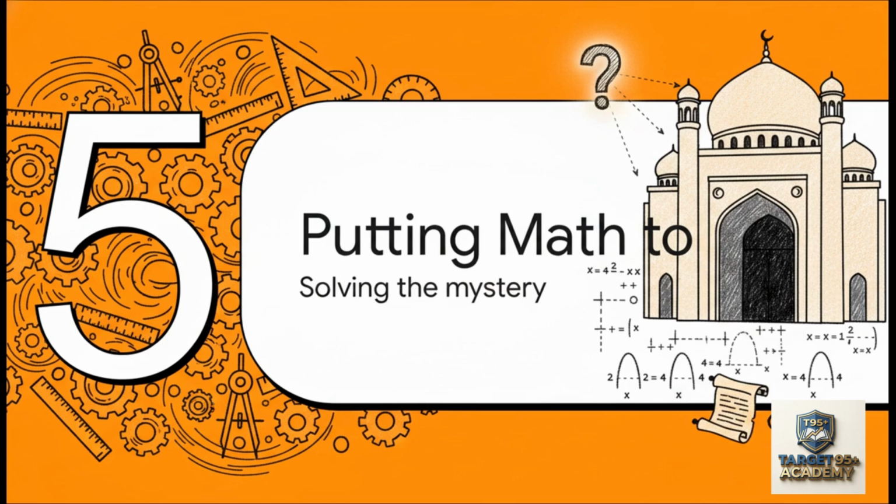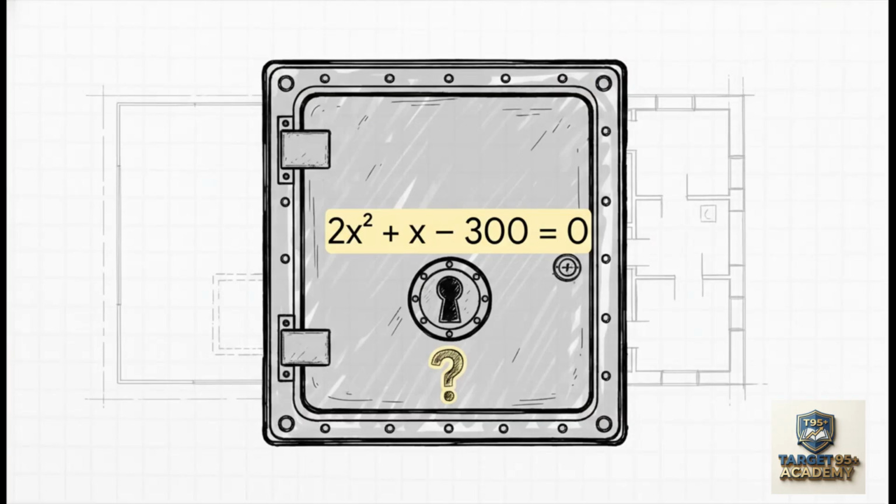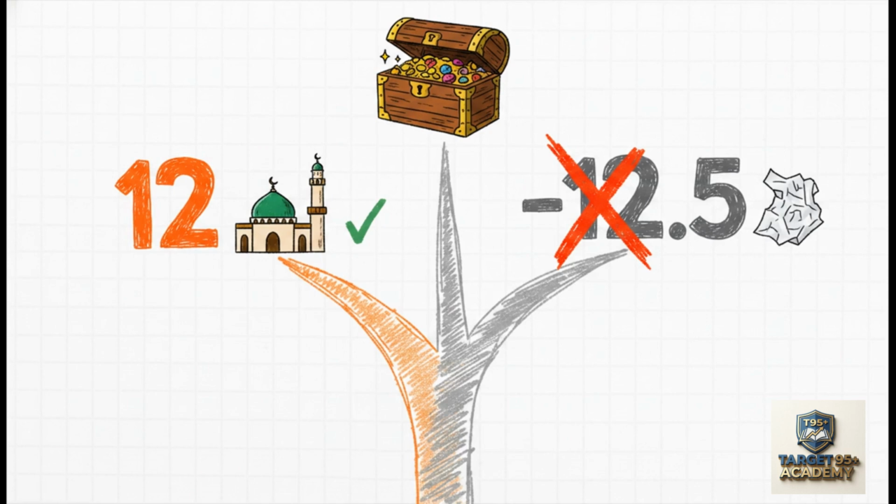Let's go all the way back to that very first problem and finally solve the mystery of the prayer hall dimensions. Remember this guy? This is the equation we so carefully built from the Charity Trust's plans. The answer to their question, the actual dimensions of the hall, is locked away inside this statement. So when you actually solve this equation, and we'll cover how to solve them in another explainer, you get two possible answers for x, 12 and negative 12.5.